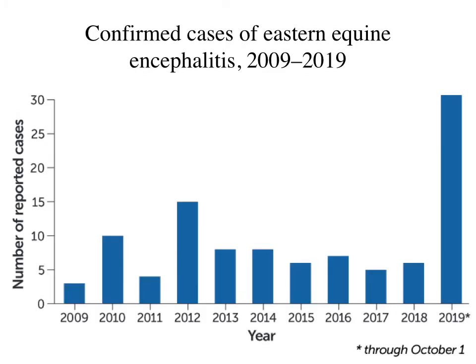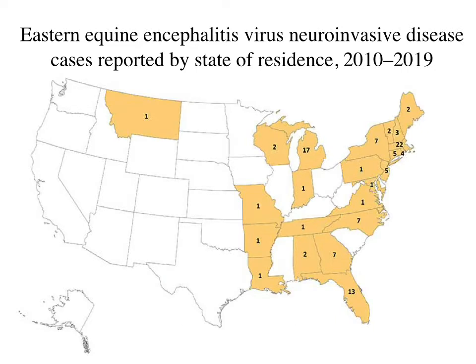About 30% of the 103 triple E cases recorded in the last decade have occurred in 2019. On average, there are about 11 human cases of triple E in the United States each year. Triple E virus has infected humans in 22 U.S. states, mostly around the Gulf Coast, in the Great Lakes region, and along the Atlantic coast.